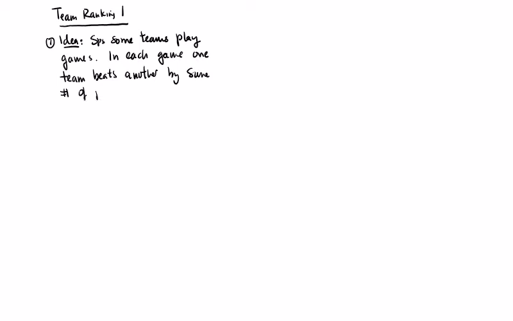So suppose some teams play games. They could tie as well. In each game, one team beats another by some number of points. Could be 0. So then the question we want to ask is, after all this happens, how can we rank the teams? So specifically, how can we rank, or even assign a ranking, like a numerical value? How can we rank these teams?